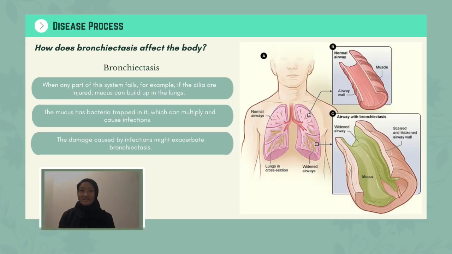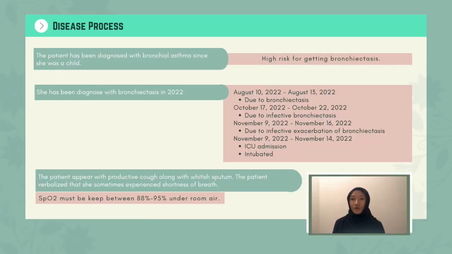When any part of this system fails, for example, if the cilia are injured, mucus can build up in the lungs. The mucus has bacteria trapped in it which can multiply and cause infection. The damage caused by infection might exacerbate bronchiectasis. People who are living with an underlying condition that affects the lungs or immune system have a higher risk of getting bronchiectasis.